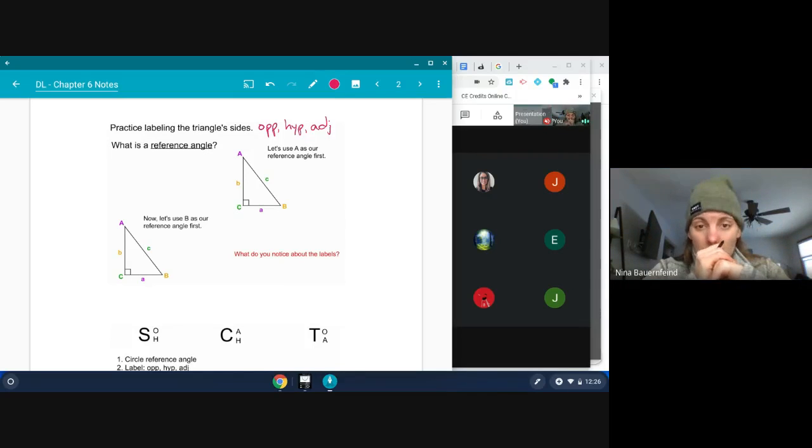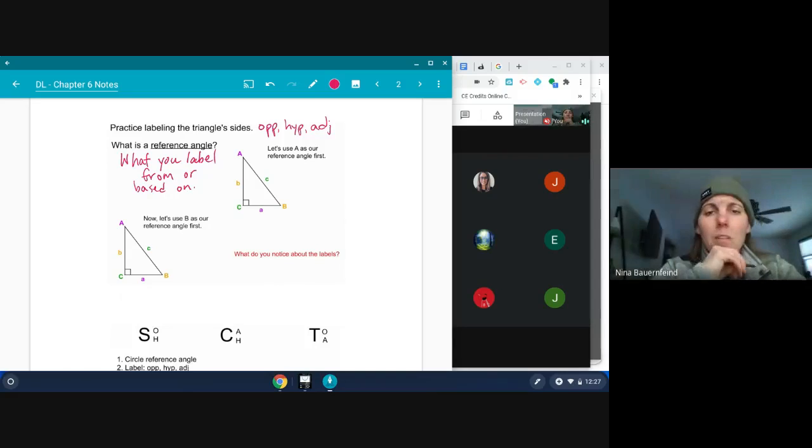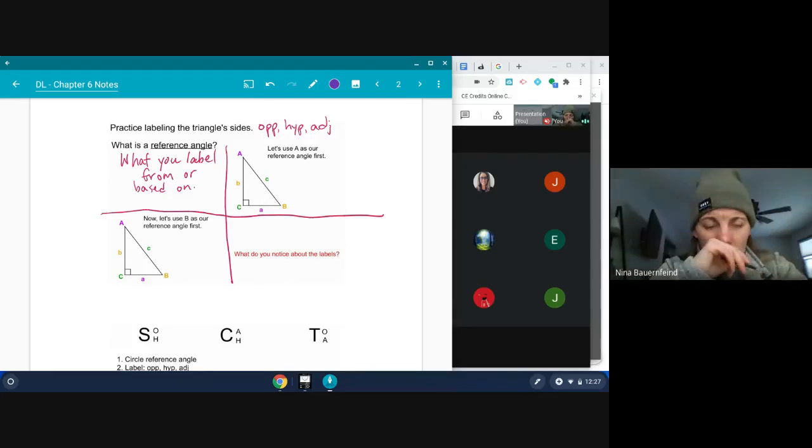So when we start to label these, we have to have what's called a reference angle. Reference angle is what you label from or based on. Okay, so here's an example. If we use A as our reference angle, so this is two separate triangles. We're going to do this 2 different times. Okay, if we use A as our reference angle, here's what we do.